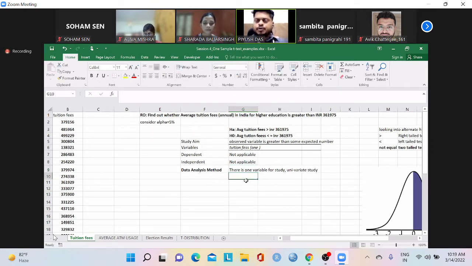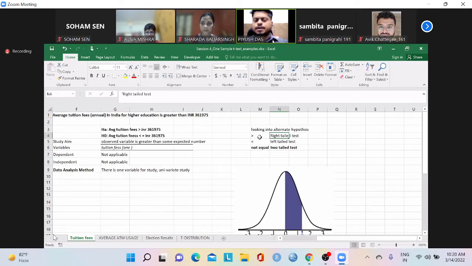Then what kind of univariate, right? So this is where, because there are different types. Last class we discussed right tail test, left tail test, two tail test. Whenever there is a greater than symbol in your alternative hypothesis, always remember we are focusing on our alternative hypothesis. We frame our alternative hypothesis exactly opposite of the null hypothesis.